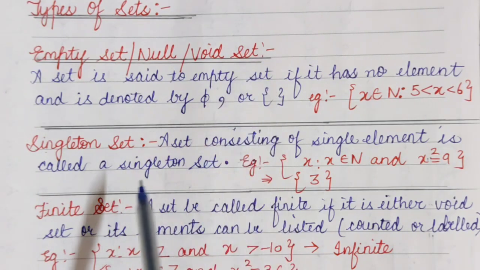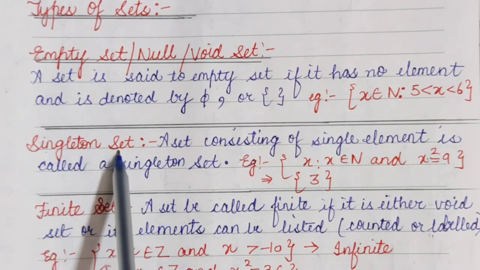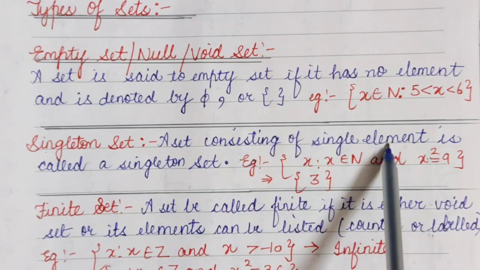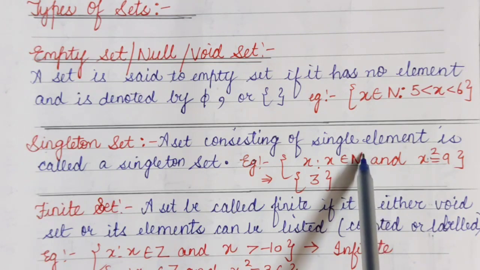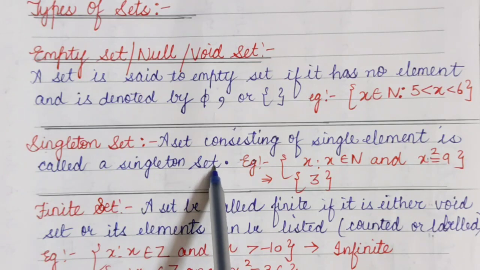Fine. After that, now our second set is singleton set. What is the singleton set? A set consisting of single element. It means a set which will only and only contain one element is called a singleton set.